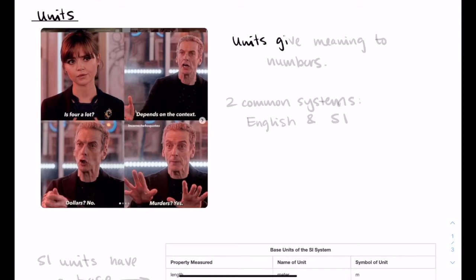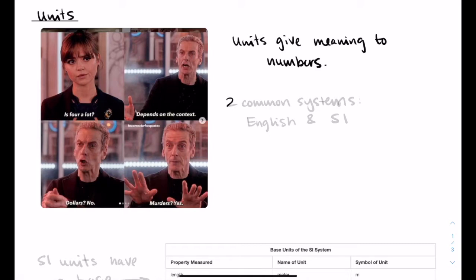Units are important because they give meaning to numbers. And exactly what this meme is showing you is that without the context of a unit, you have no idea if your answer is really big or small or relevant or irrelevant. So we have to have units on the numbers that we are looking at.